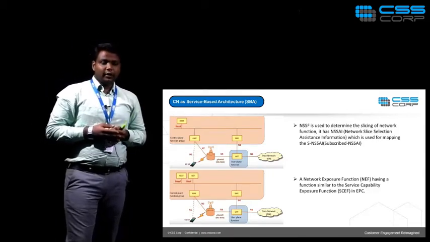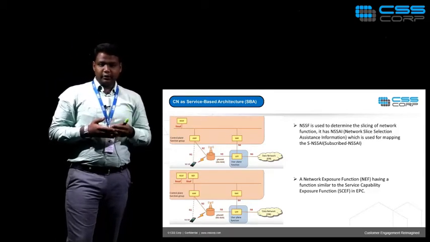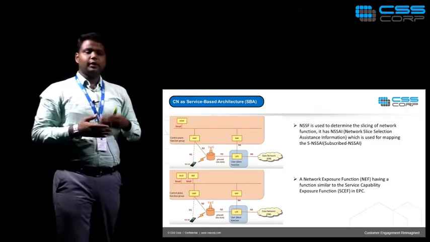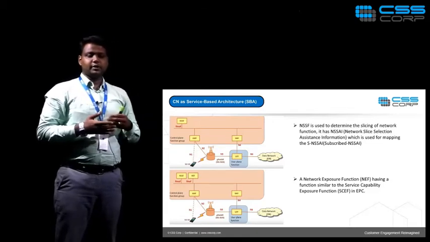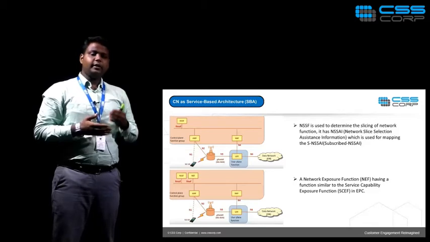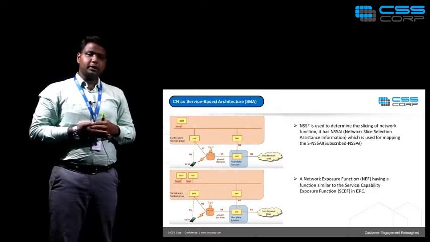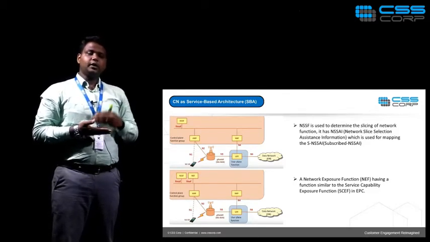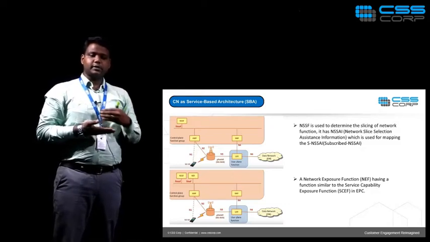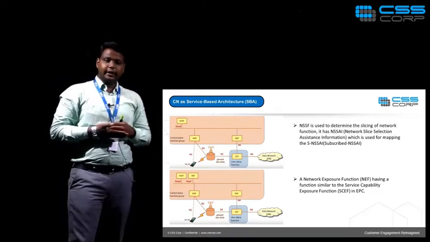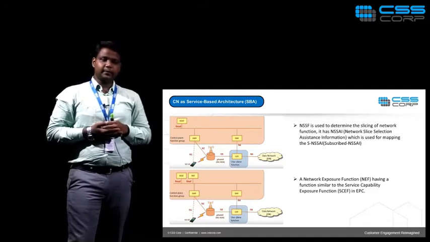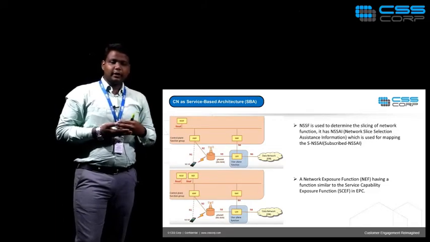Next we will have the NEF, the network exposure function. The network exposure function is used to expose service capabilities. When we come to the service capabilities, it will react to the services, the signals which go from the transmitting level to the receiving level services. It will take the details and give the function initiation to the signals. Let's look into the other elements in our next slide.